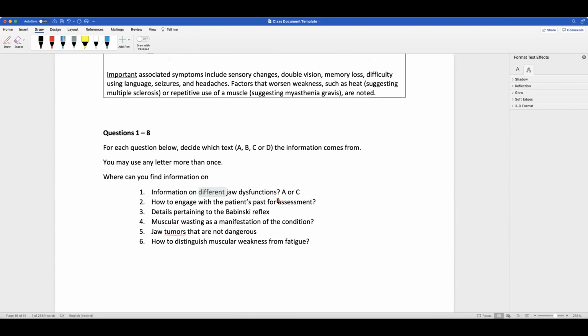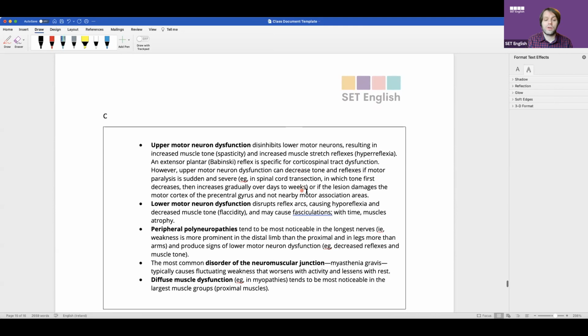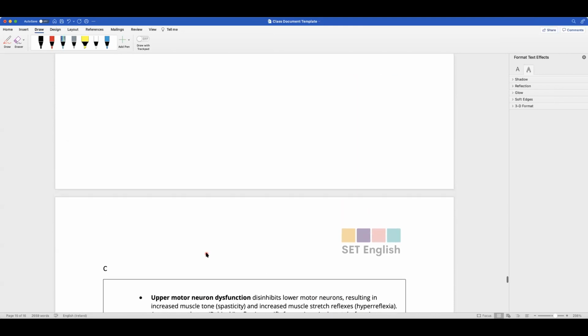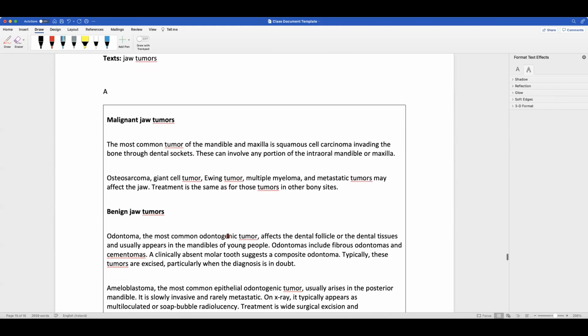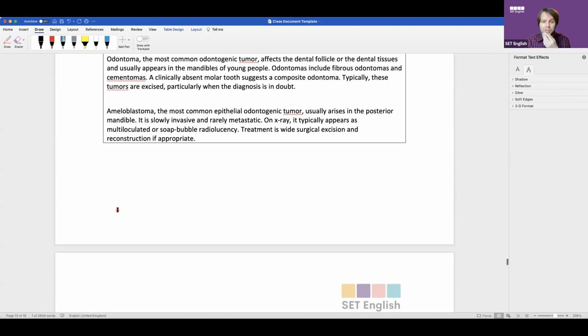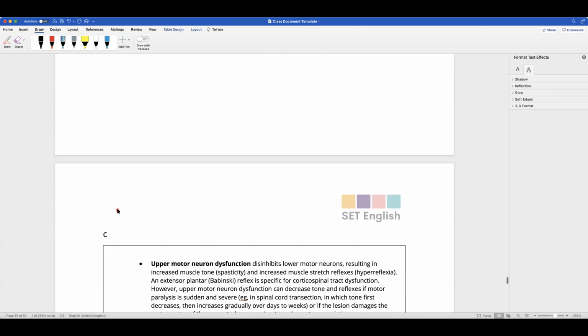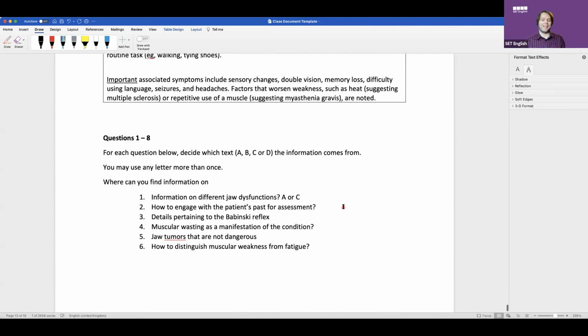So where do I find information on different jaw dysfunctions? It's A or C. You're going to have to scan on that. Which one is telling me about different jaw dysfunctions? I think A. No, it's C, isn't it? This one is telling me about benign or not benign tumors. That's not a dysfunction, is it? Cancer's not a dysfunction in the normal sense. Dysfunction is C. The answer is C. Okay. I made that question, so maybe you don't like it.